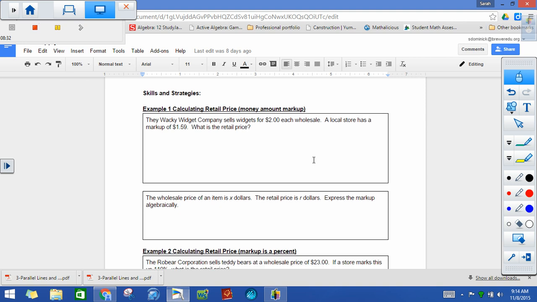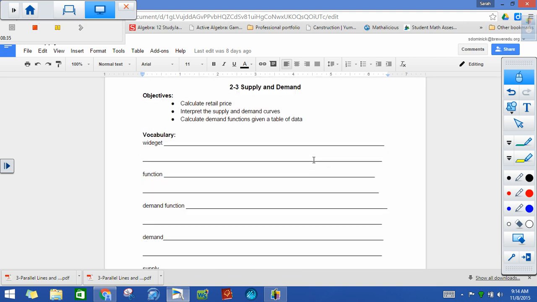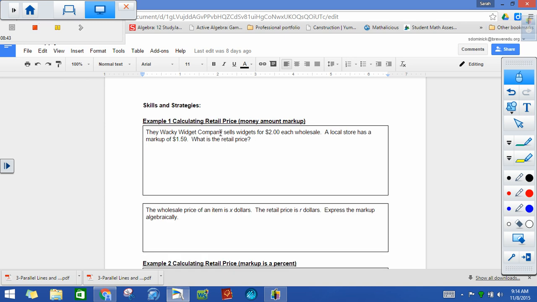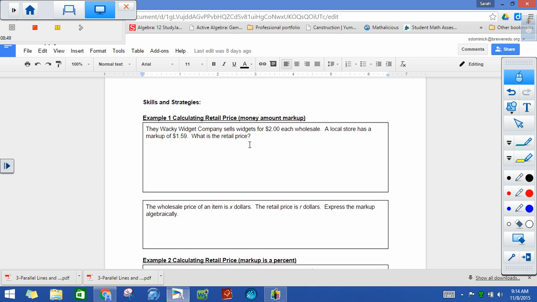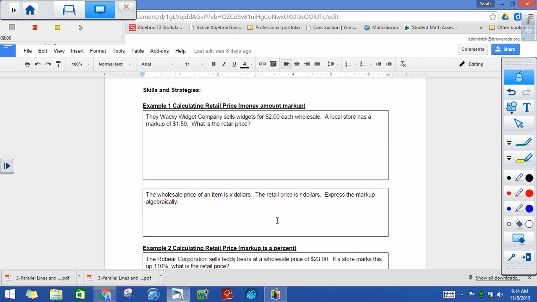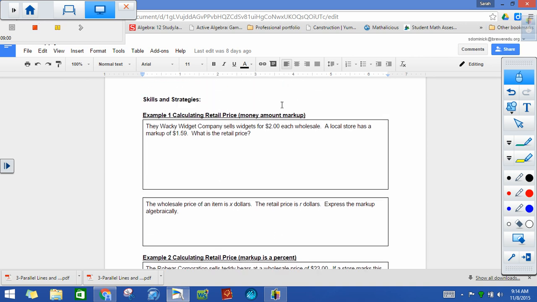Okay, so if you remember, your first learning target or learning objective was to calculate retail price. So your first example tells you how to calculate retail price. This is when your markup is just a money amount. They straight out give it to you. Example 2 is for that same learning objective, still calculating retail price, but it's when your markup is a percent. Okay, two kind of different ways they could ask that same question.